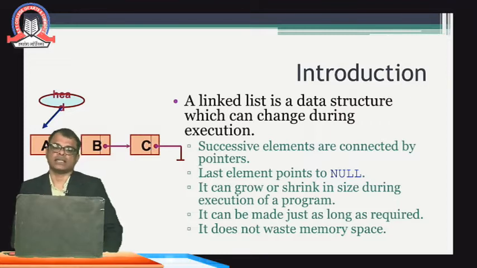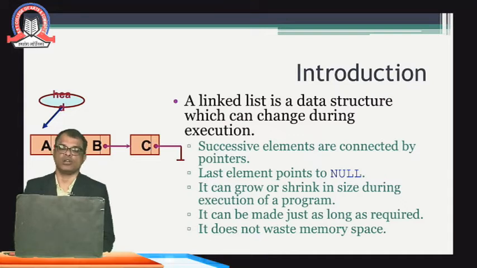Then the other things are like this. Successive elements are connected by pointers. The two successive elements are connected by a pointer. Last element points to null. So how does the linked list end? If it points to null, it is the end of the linked list. It can grow or shrink in size during execution of program. You can add elements as well as delete elements during the execution of program. It can be made just as long as required. It does not waste memory space. That is the main use of a linked list. It does not waste memory space, which is not possible in case of array.